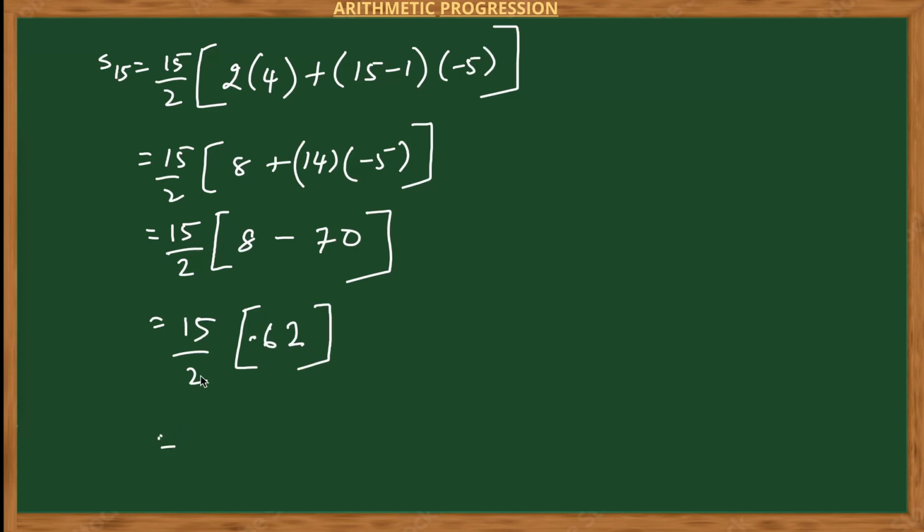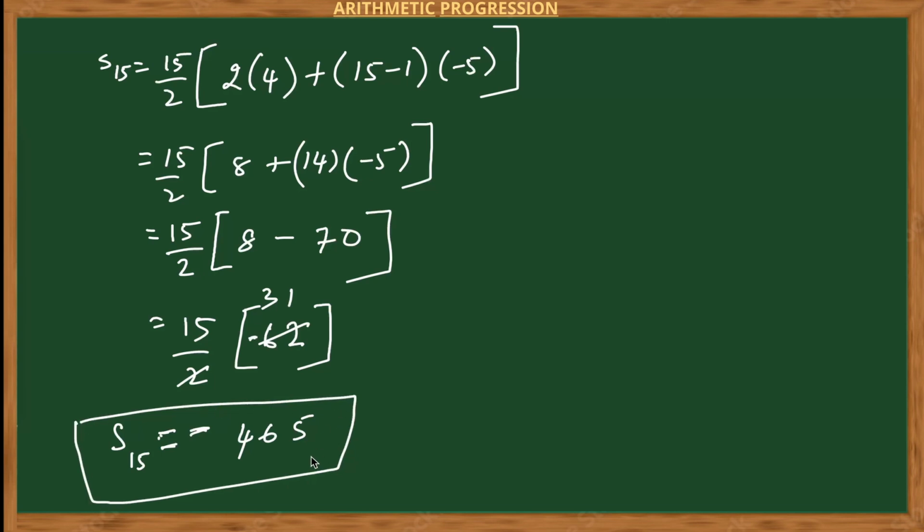Okay, so 2 gets divided here, 1, 3. Okay, minus sign is there, so don't forget this minus sign. 31 multiplied by 15, so let's put the minus sign here. It becomes 5 multiplied by 1 6 4. Okay, the sum of 15 terms of this given arithmetic progression is 465.